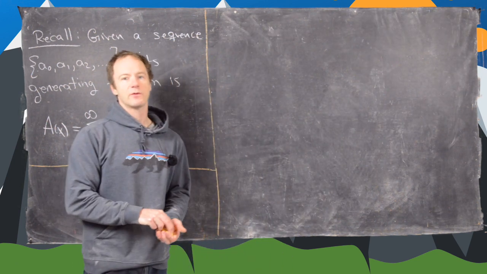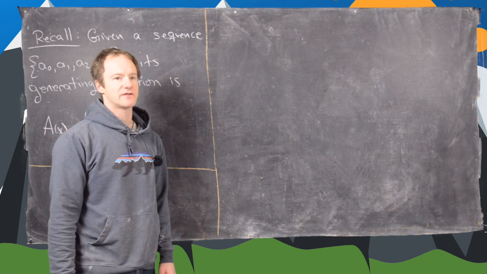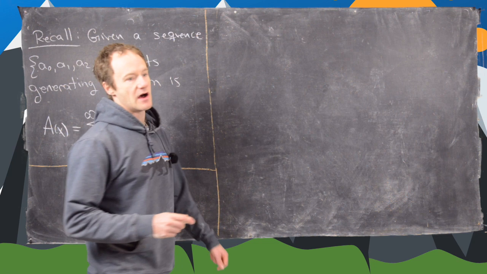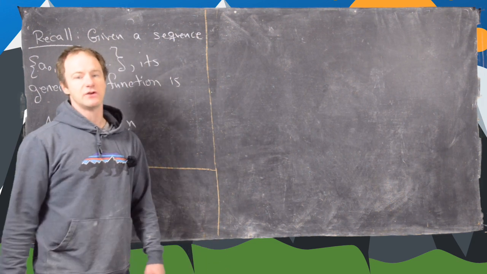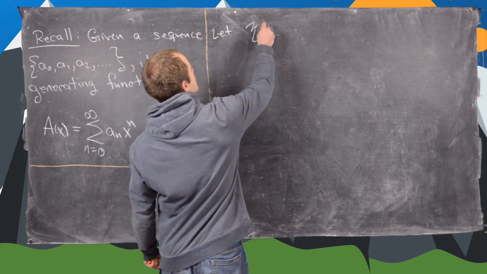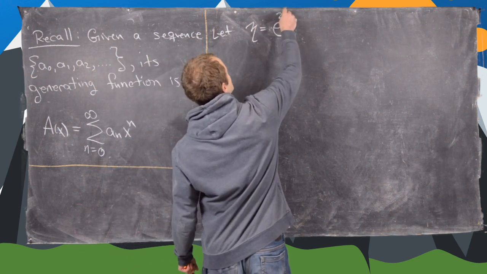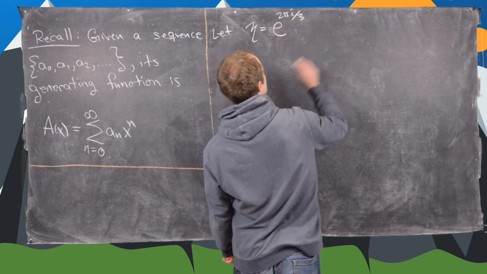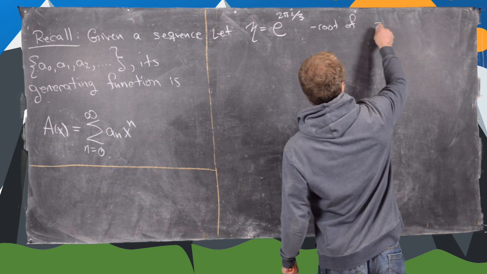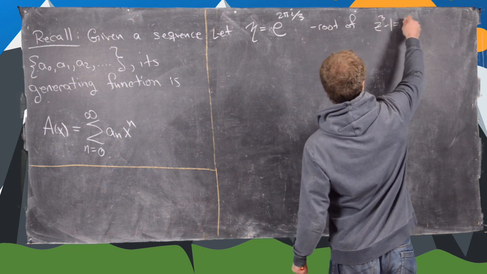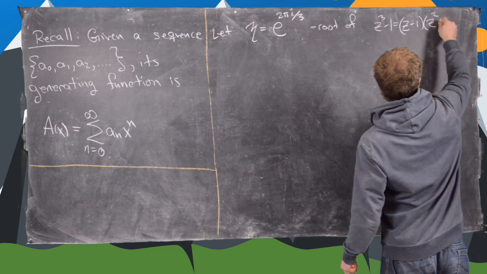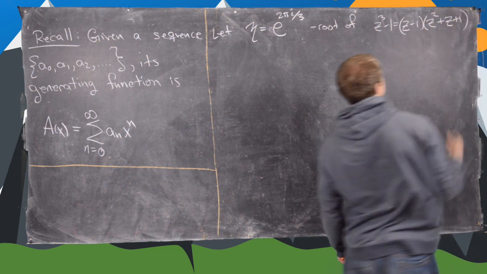Okay, so now we want to look at, well, what if we want a generating function for the multiples of 3, and we need a little bit of the theory of the roots of unity in order to do that. So let's let eta equal e to the 2 pi i over 3. So notice this is a root of z cubed minus 1, which can be written as z minus 1 times z squared plus z plus 1.